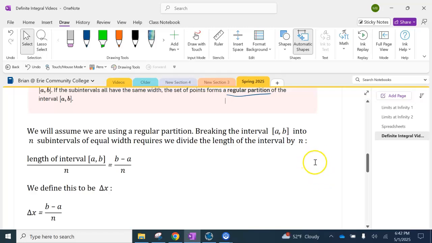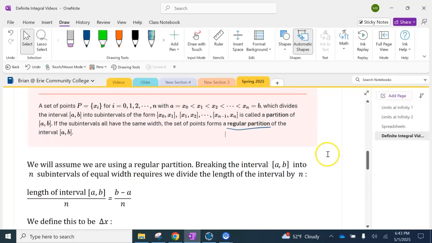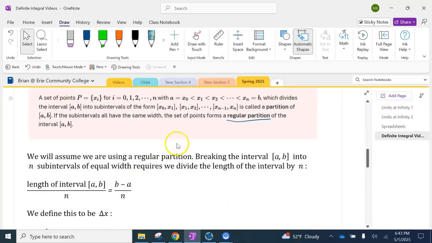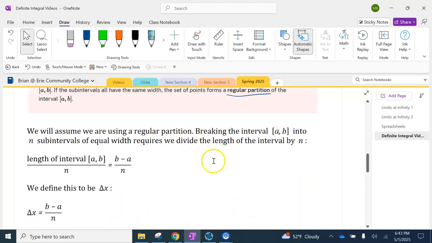And again, the main focus we're going to get into in this recording is just understanding and quantifying what f of x sub k star is going to look like. In particular, what does that mean if we want it to be the left endpoint or the right endpoint or the midpoint? All right, so again, we're going to assume we're using a regular partition.